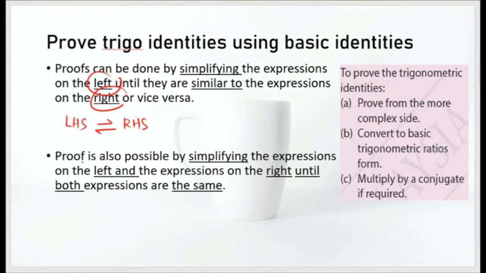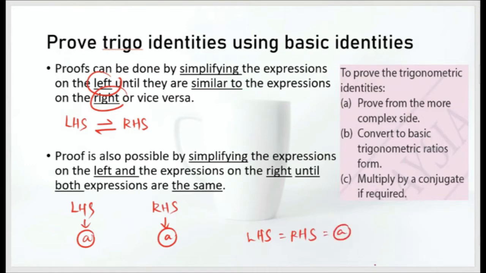Another method is you can simplify the expressions on the left and on the right until both sides are the same. It means that you work on the left hand side and, for example, get value A. Then you do the right hand side, and it also gets value A. So A and A are the same, right? So from here you can say that left hand side equals right hand side equals value A. So this one is proving. Okay, I will show you by a few examples.